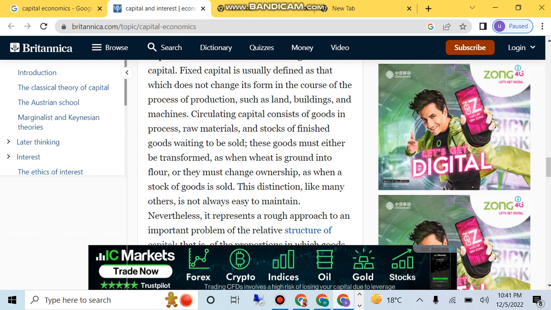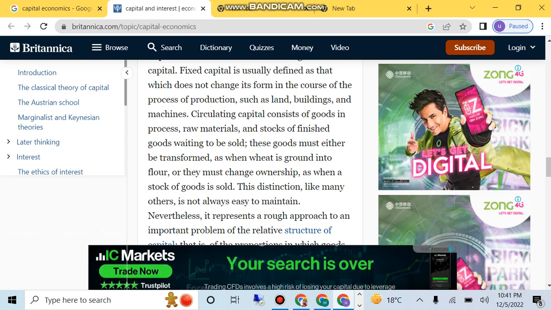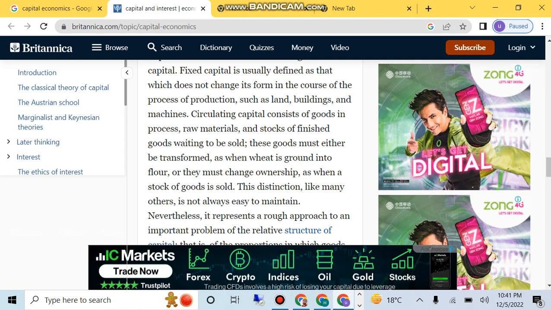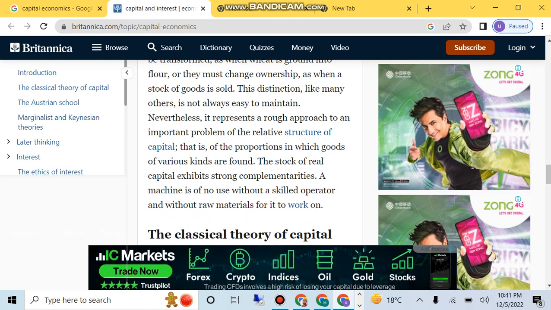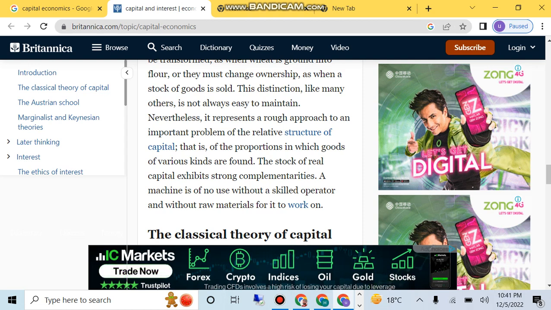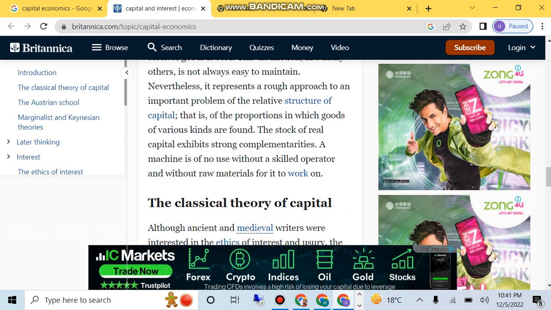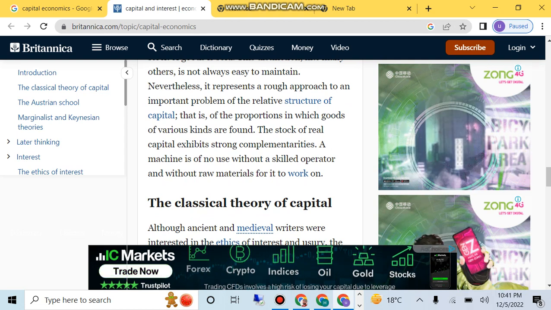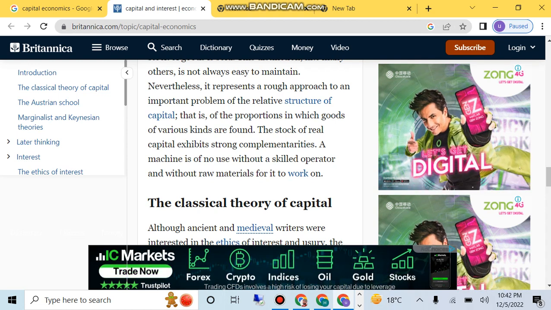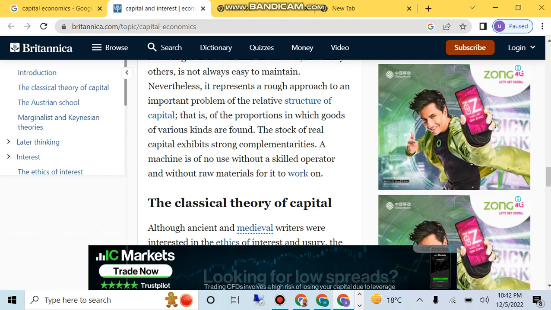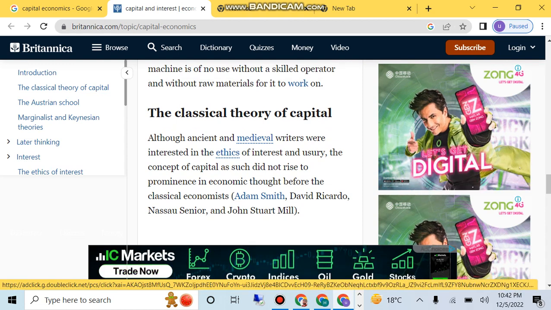Circulating capital consists of goods in process, raw materials, and stocks of finished goods waiting to be sold. These goods must either be transformed, as when wheat is ground into flour, or they must change ownership, as when the stock of goods is sold. This distinction, like many others, is not always easy to maintain. Nevertheless, it represents a rough approach to an important problem of the relative structure of capital, that is, of the proportion in which goods of various kinds are found. The stock of real capital exhibits strong complementarities. A machine is of no use without a skilled operator and without raw material for it to work on.